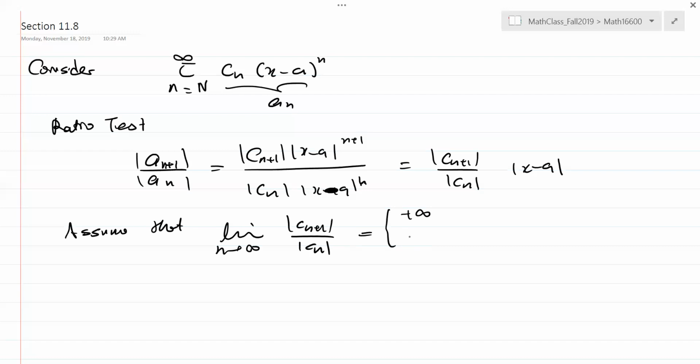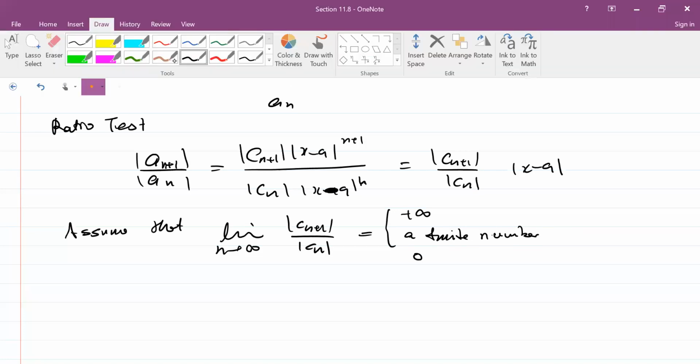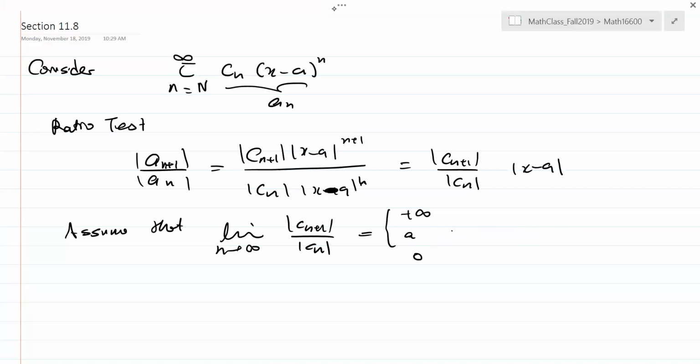Because it's a non-negative number, the limit can be infinite, or a finite number, or zero, or a non-zero positive finite number. I should say positive finite. Put this way, I just simply write a number A, a positive number. We assume this limit exists.